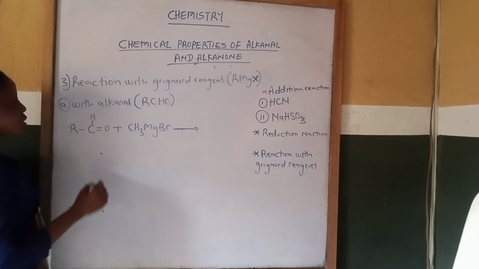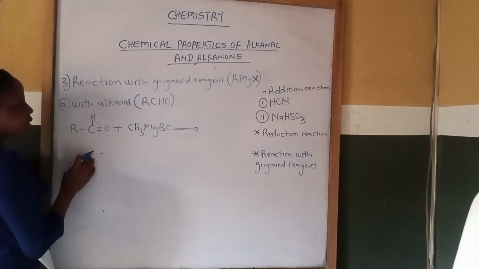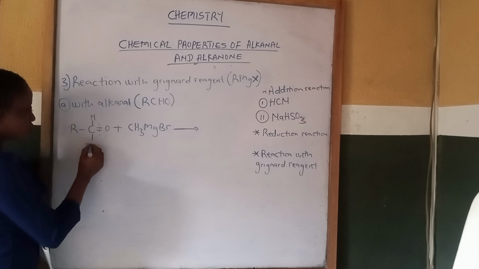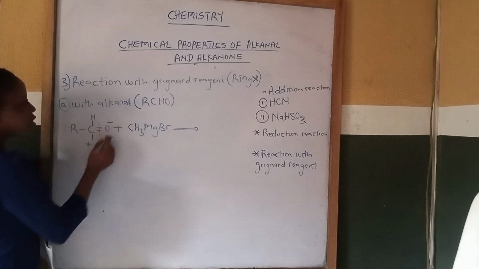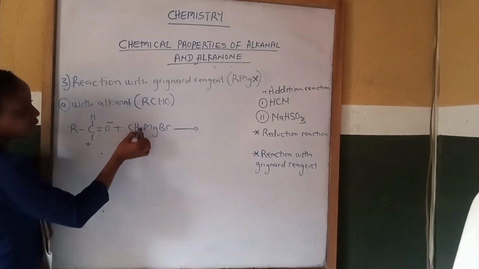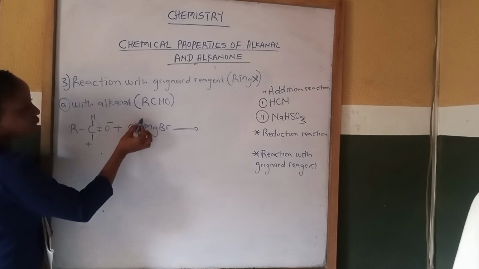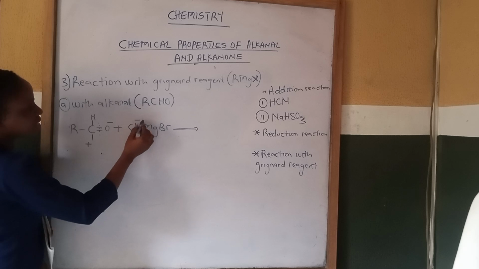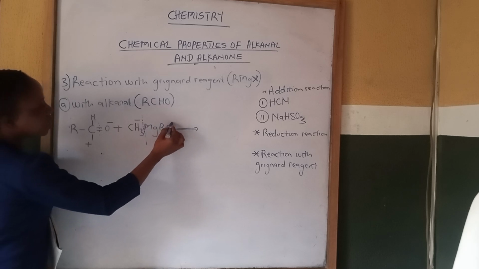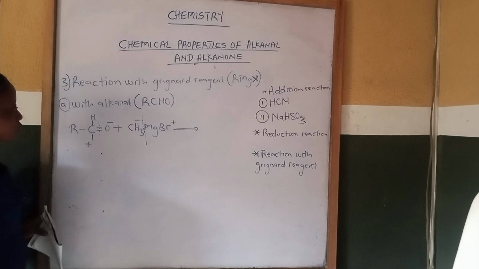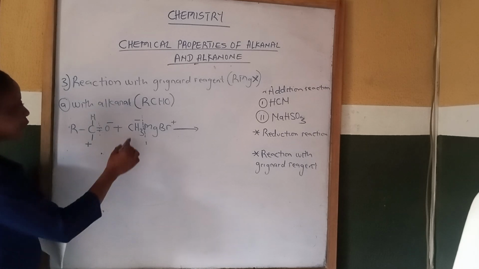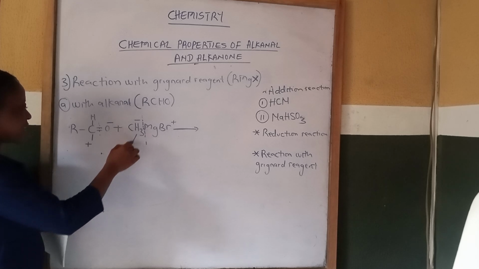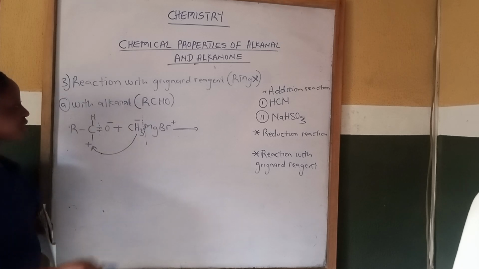What will be our product? The double bond will break. So one of these double bonds will come down. This carbon will be positive, then oxygen will be negative. Then this methyl magnesium bromide will be broken down to CH3, which is an alkyl group. So an alkyl group is negative, while magnesium bromide is positive. Positive we combine with negative, and negative we combine with positive. So CH3 will come here.